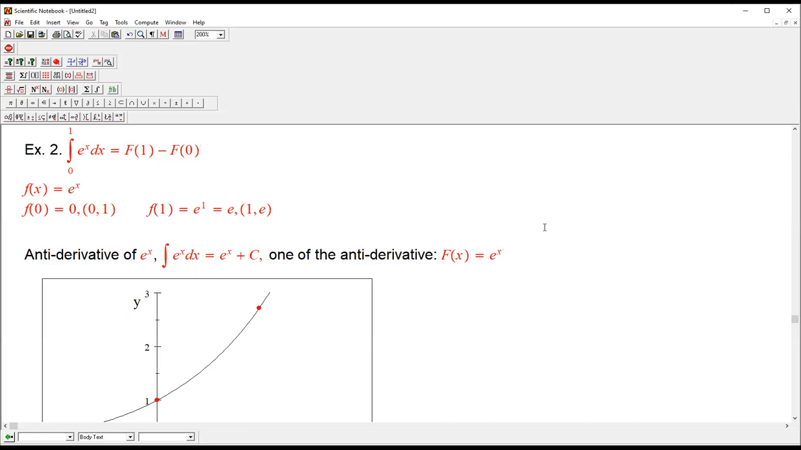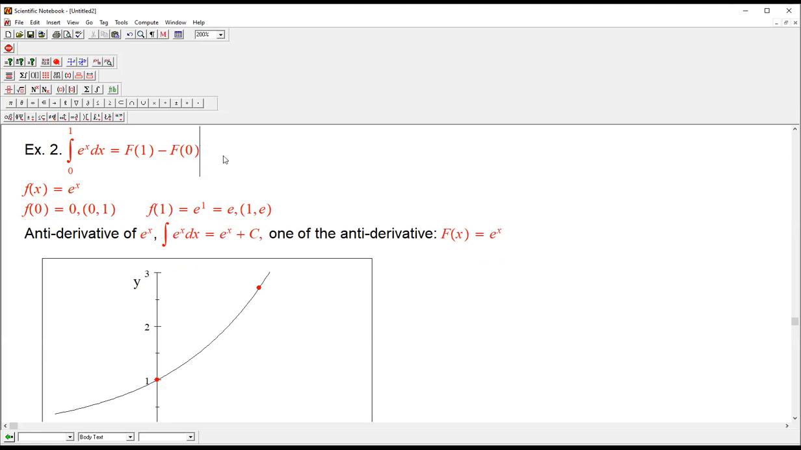Once you understand these, the next question is how do we express it properly? One way is that, since I already know the antiderivative, I can just write it down as e raised to the power of x. The common way of expressing it is to put a bar here, which says this is the antiderivative.